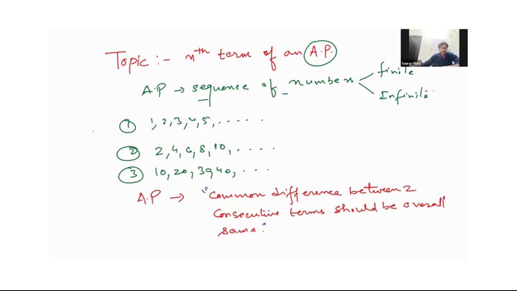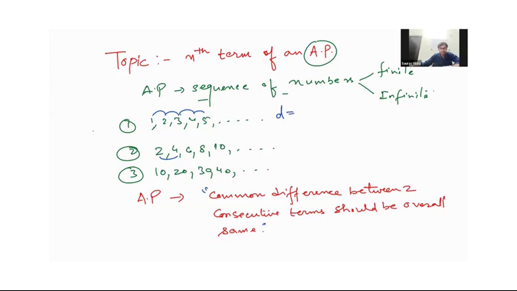See, consecutive terms means 1, 2, 3. They all come next to each other. So 1, 2, then again consecutive, 3, 4. They are consecutive terms. Consecutive terms in the case of even numbers, 2, 4, 6, means continuous. So the common difference between two consecutive numbers over the whole sequence should be the same.